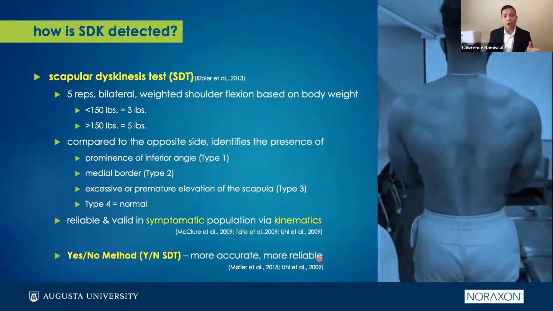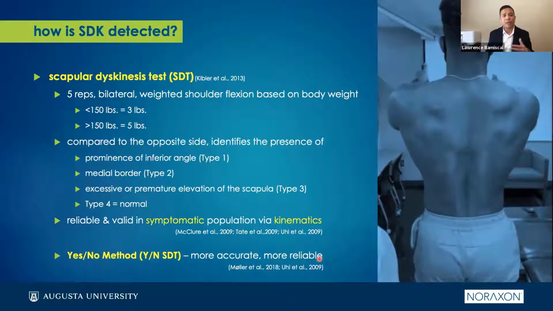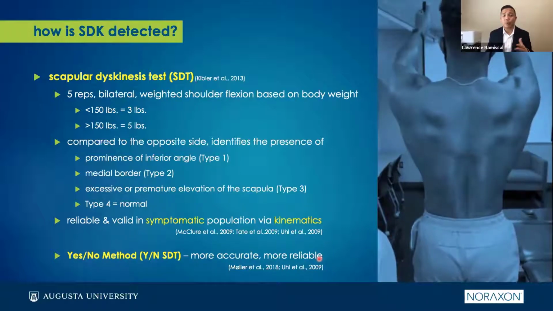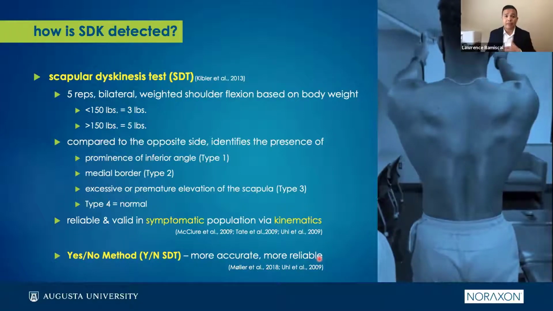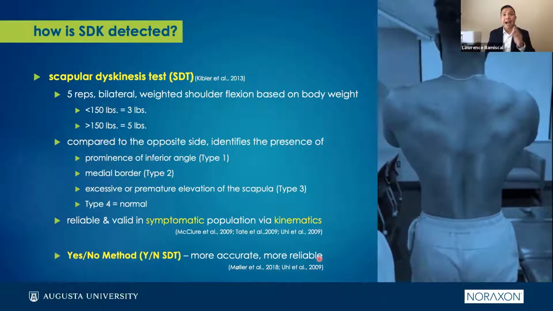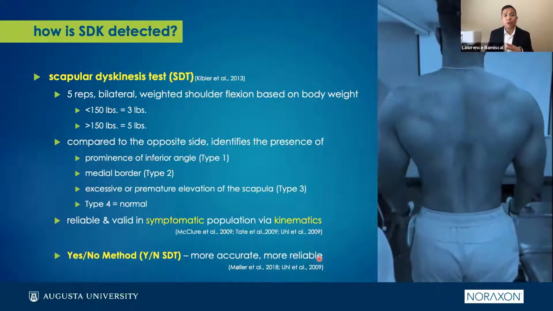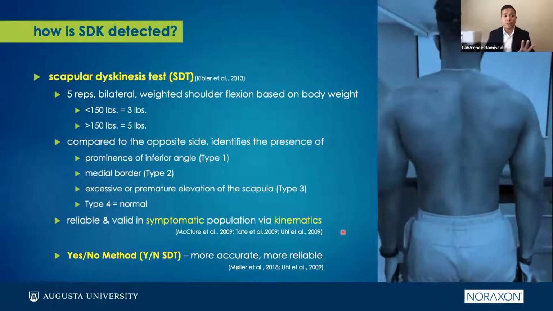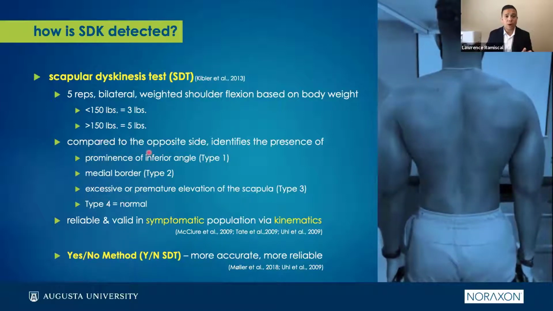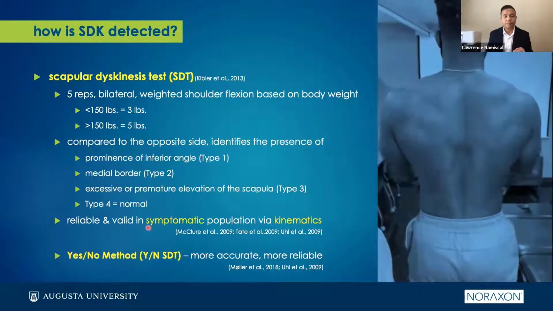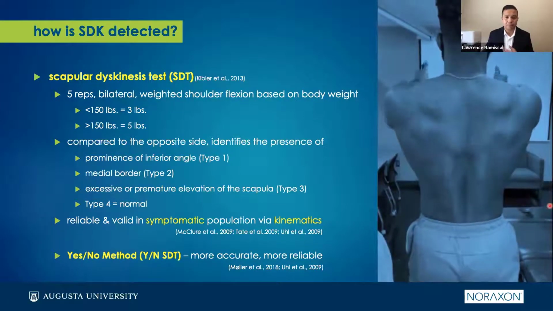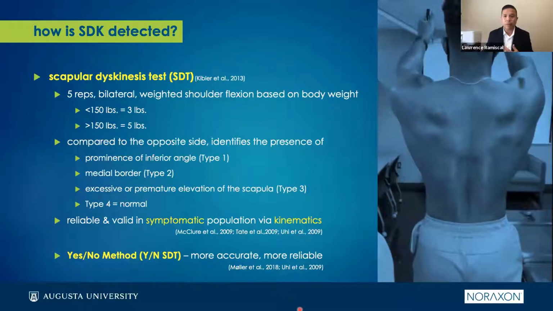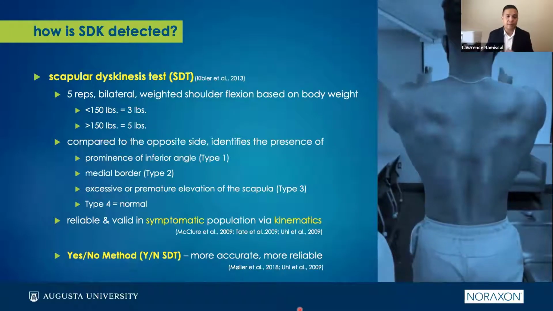However, based on further studies, they found that the yes and no method, which is simply saying yes, there is a presence or absence of asymmetry between the two sides, was found to be more accurate and more reliable than the original four types. So, to make it simple, that's the one that we're studying right now.